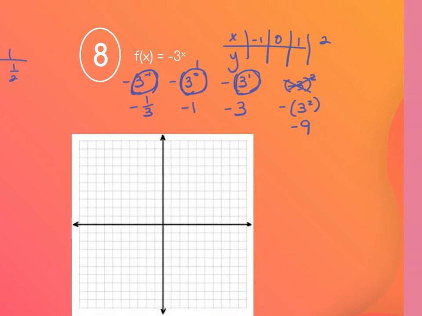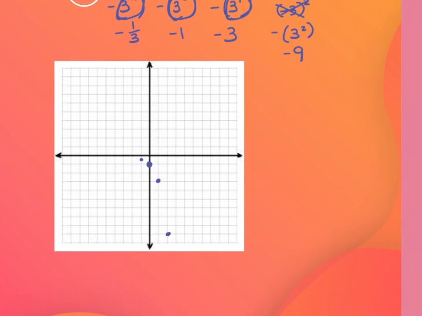So now this becomes negative 1 to the negative 1/3. So we're underneath the line now. 0 and negative 1, and 1, negative 3. And then we have it, so I might as well plot that negative 9, but if you didn't have it, it's still okay. Now, it's getting as close to this side of my x-axis as possible without touching it. And then it's going to point downward.